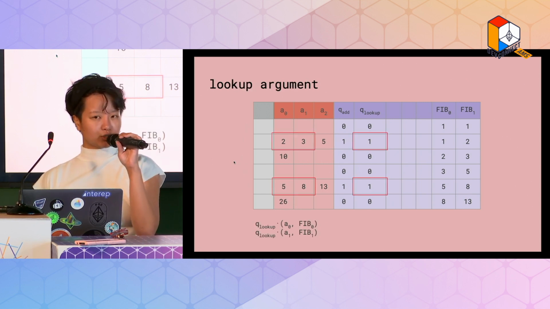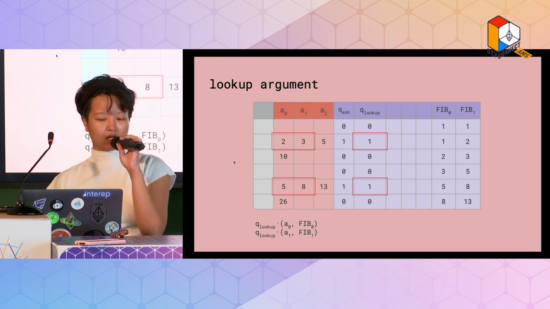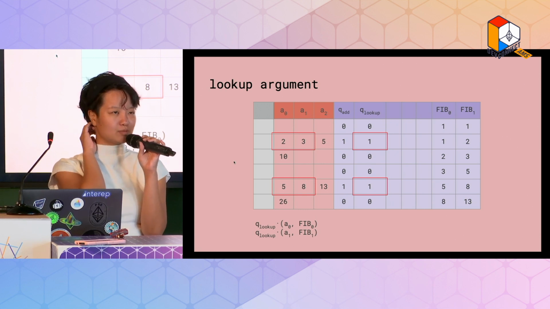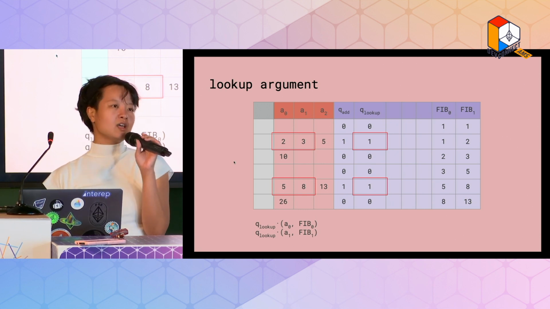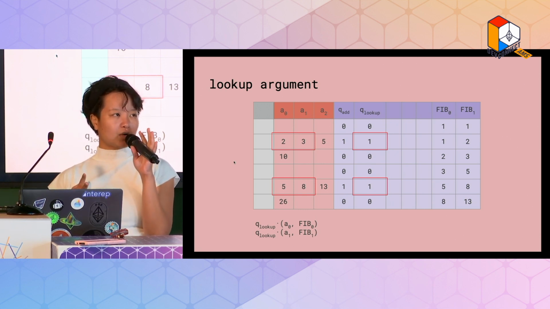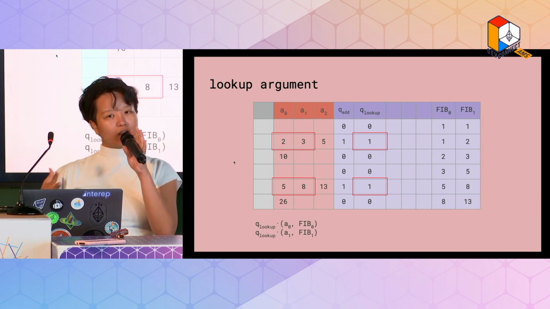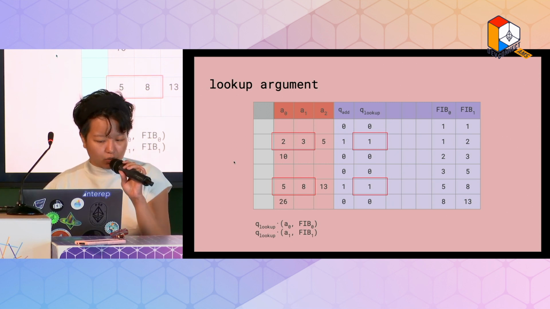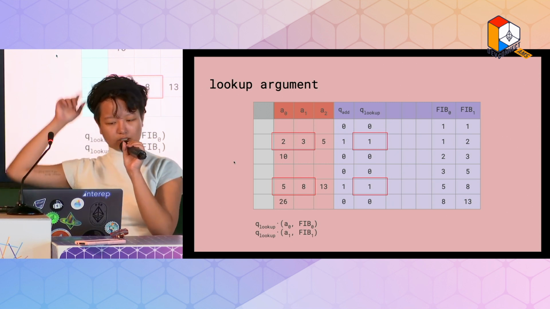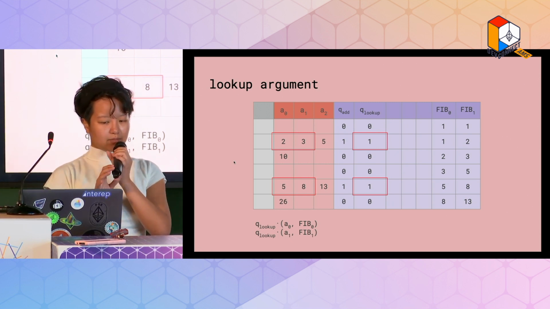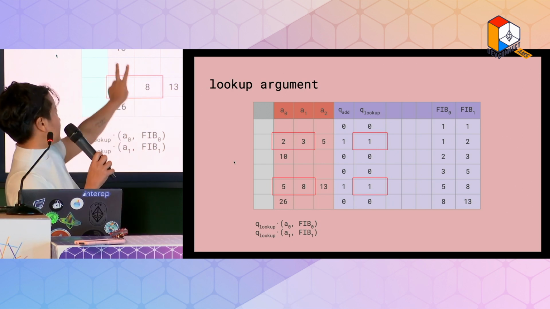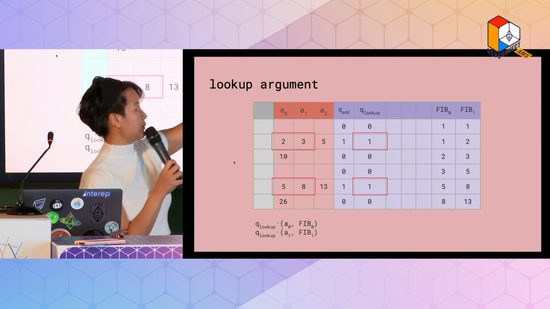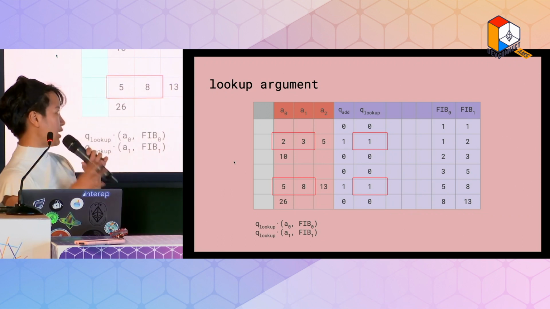The final tool that we have is a lookup argument, and you can think of this as a special case of an equality constraint that doesn't enforce a specific permutation, rather it enforces just a subset check. So over here, QLOOKUP is saying that these two values in A0 and A1 must be a subset of this table, the Fibonacci numbers.